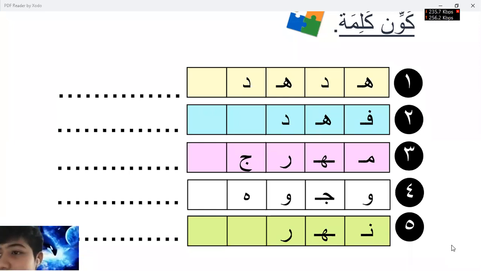The next one is the face, Wujuh. Good. Then the next is Nahar. Yeah, Nahar.